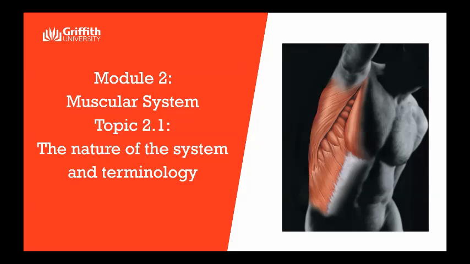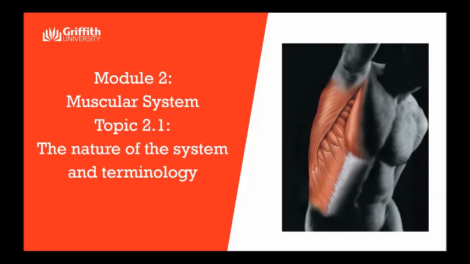Welcome to Module 2 of 1016 MSc, the Muscular System. In this module, we will cover 5 separate topics. In the first topic, 2.1, we will become familiar with the nature of the muscular system and some terminology.